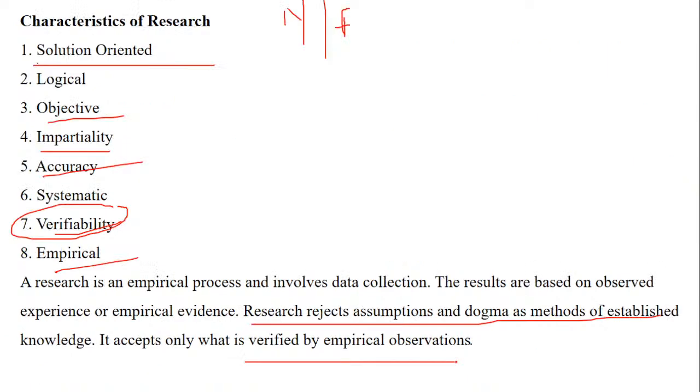Then we read the characteristics of research. Each and every characteristic we have studied very well. There is a simple question on this topic, but sometimes students get confused. So please remember, research has to be solution oriented, logical, objective, impartial, accurate, systematic, verifiable, and empirical, based on real life evidence. Okay, so till here we have completed.